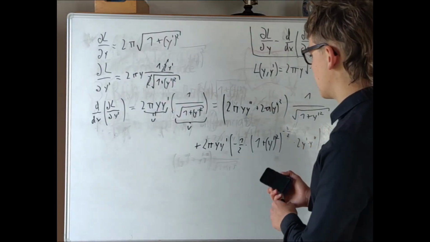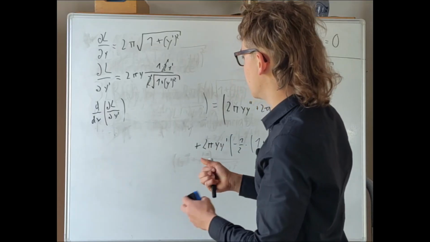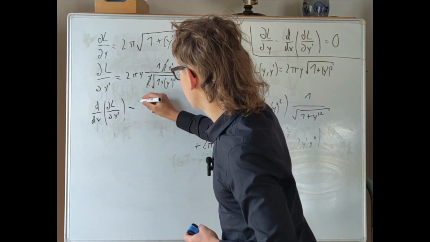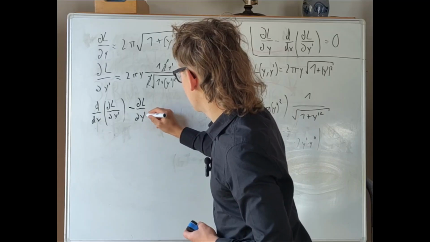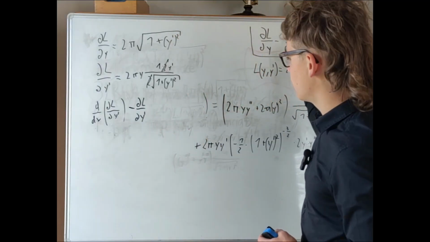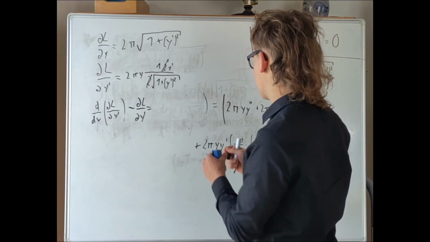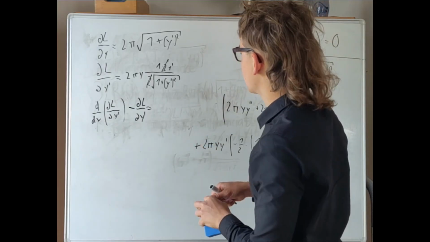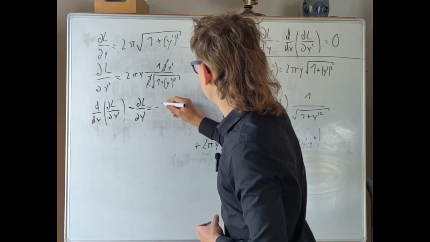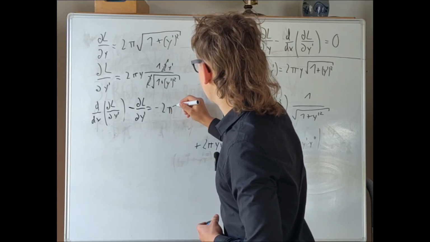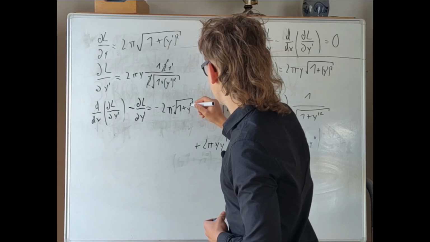Okay, and because this is really hard to deal with, let's just pull the complete function down here. So we will also do this. By the way, we can rearrange this. And this will now be equal to negative this. So this is negative 2 pi square root of 1 plus y prime squared.